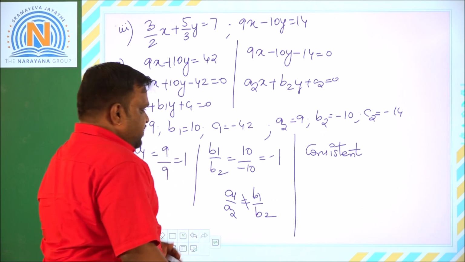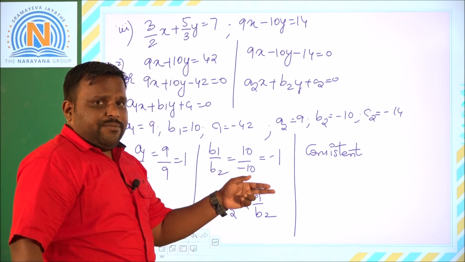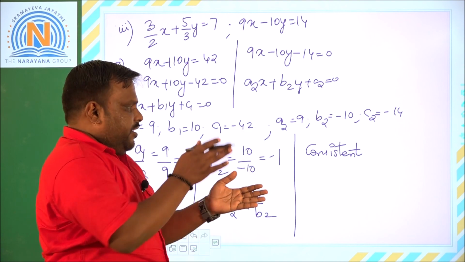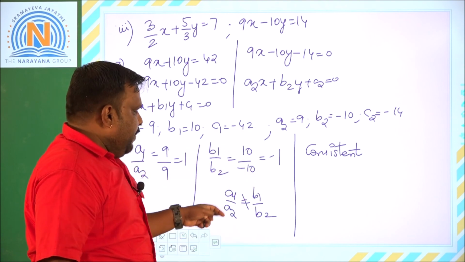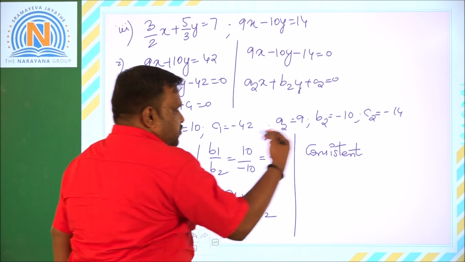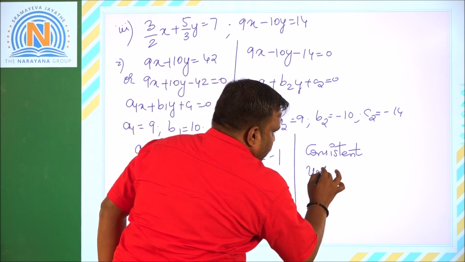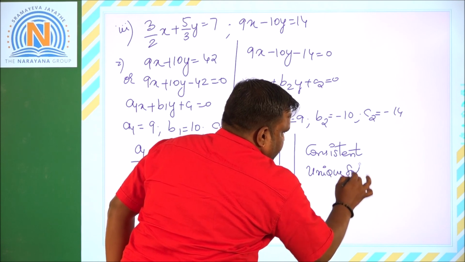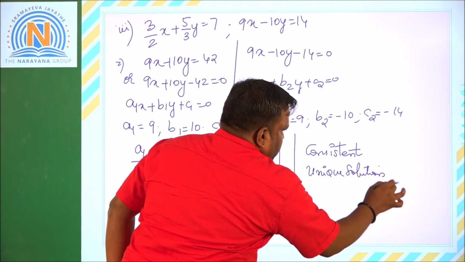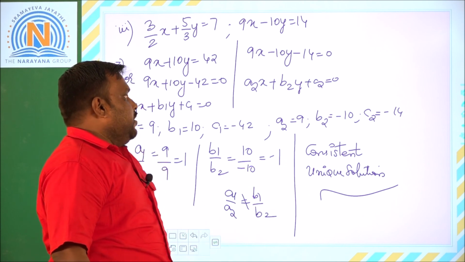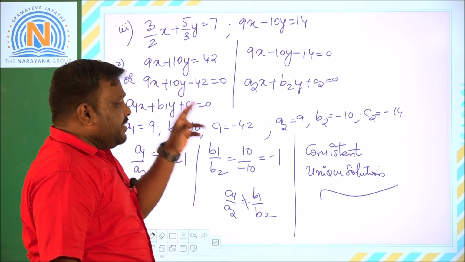Here, for consistent equations, we again have two types: they may meet at one point or they may have infinite number of solutions, that means coincide with each other. Since we have a1 by a2 not equal to b1 by b2, they are going to meet each other at one point, and they will have only a unique solution. So these are consistent pair of equations and they have a unique solution. So this is all about the revision assignment 1.